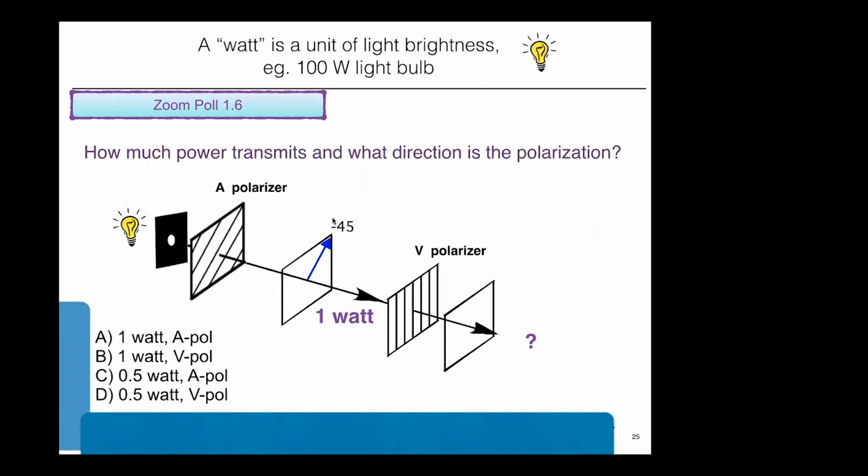I didn't say that very clearly, sorry. This polarizer is actually rotated by 45 degrees. I'm sorry, this is an A polarizer. It produces light here. This is the light vector. It's at A polarization, and then it hits the V polarizer.